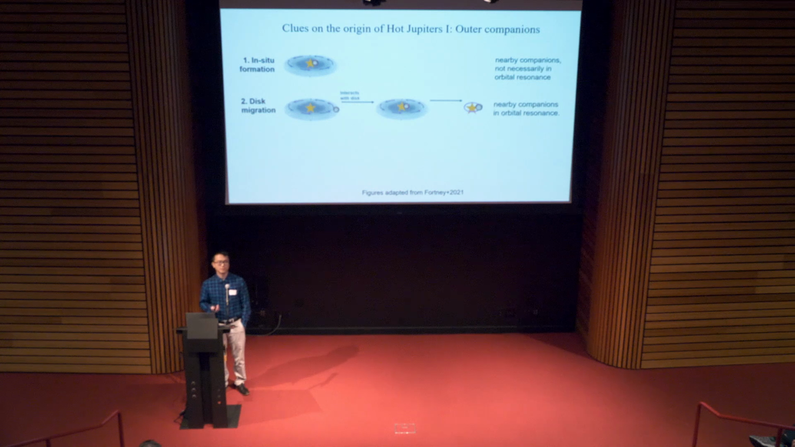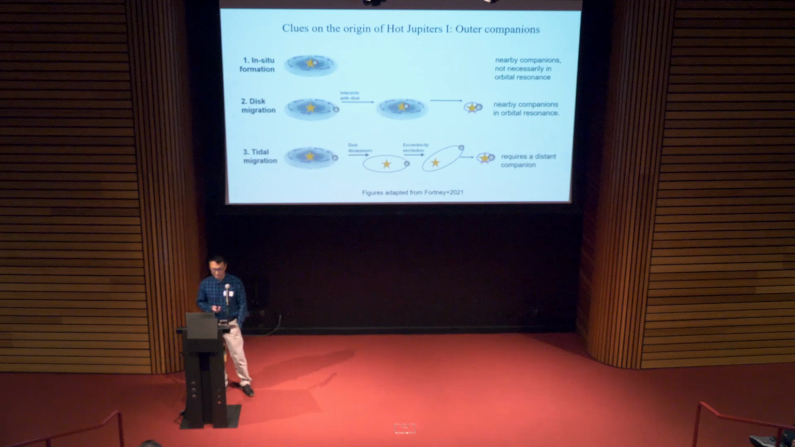These could either be planetary or stellar companions, and different formation mechanisms can predict different properties of these outer companions. For example, if you form in situ, then you don't need a companion at all. If you have a companion, it could be nearby, and it might not be in orbital resonance. In disk migration, where planets migrate inwards through interactions with the disk, you might predict companions near the hot Jupiter to be in orbital resonance.